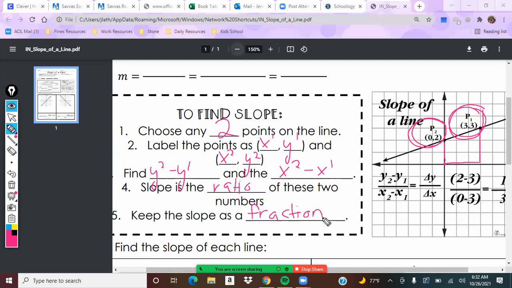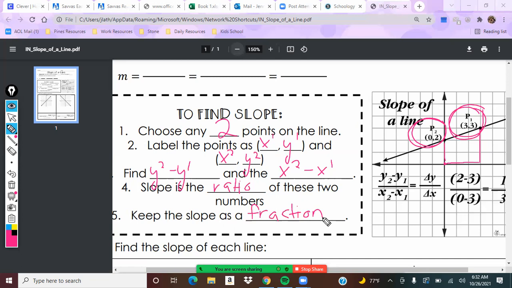Okay, so with 2 points, subtract y2 from y1. That's going to be your numerator. You're going to subtract x2 from x1. That's going to be your denominator. And whatever you were left with is your slope.